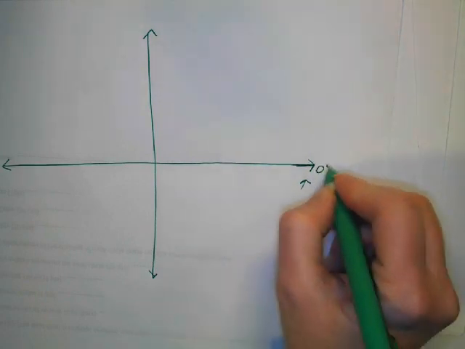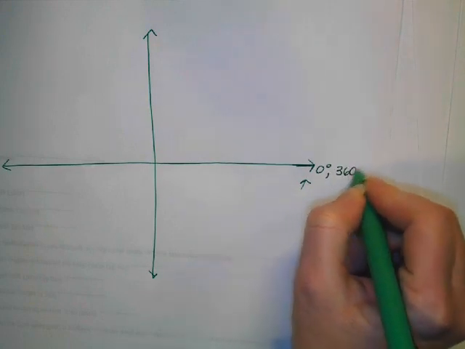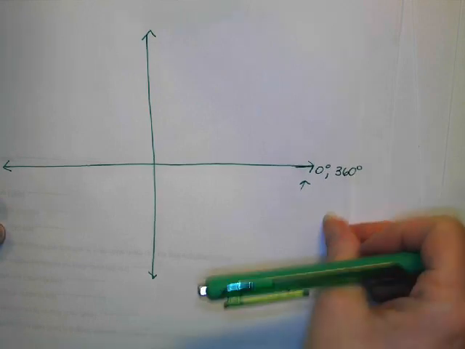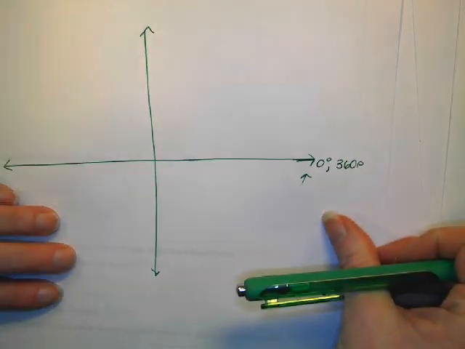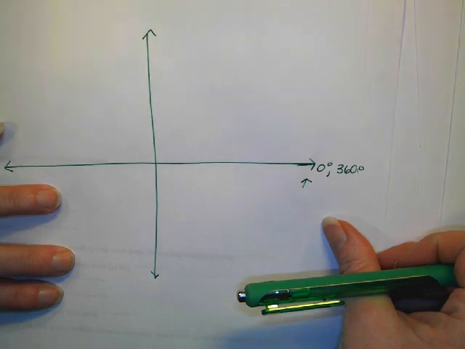This is 0 or 360, right? If we go all the way around, it's also 360 degrees. Everybody's okay with that? Is anybody confused by that? Don't not listen to me today and then have questions on this on Monday or Tuesday.